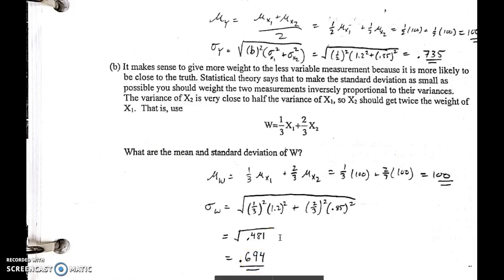So the goal here, what they're saying, is that when you do any calculations, it's best to make the standard deviation as small as possible, and this is the way that we do that. So that's the whole practice quiz for 7.2.